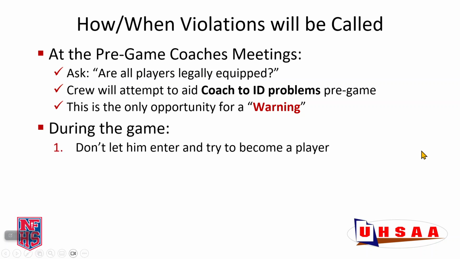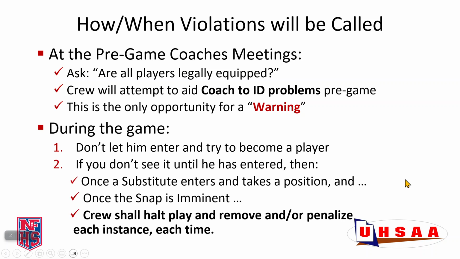During the game, if they try to enter, number one, don't let the player enter and try to become a player. If you know he's illegally equipped, point it out to the coach and try to prevent him from entering the game. If he does, and you don't see it until he has entered, then once this substitute enters and takes a position and the snap is imminent, then you halt play and either remove for the improperly worn equipment or penalize for the illegal equipment each and every time. In either case, whether it's improperly worn or illegal equipment, the player needs to be removed from the game for at least one play.